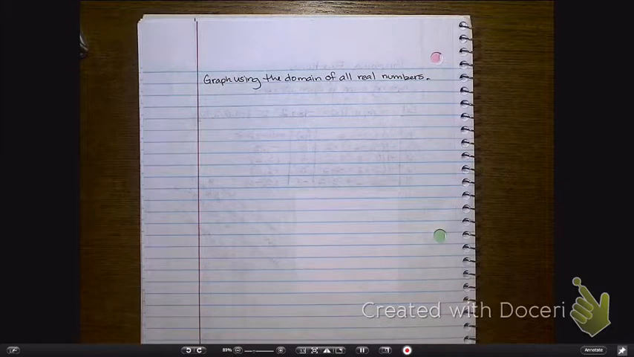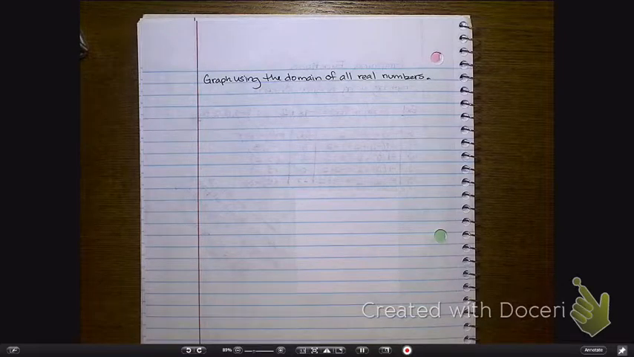Okay, when you're given a domain of all real numbers, they didn't give you a set where you just had 3 or 4 numbers, right? They said it could be any number, all real numbers. This means it could be a fraction, it could be a decimal, it could be anything. It could be a really big number, a really small number. It could be any numbers, right? So this is where we're going to eventually get to connect the dots, okay?